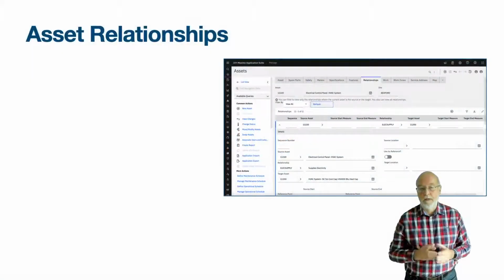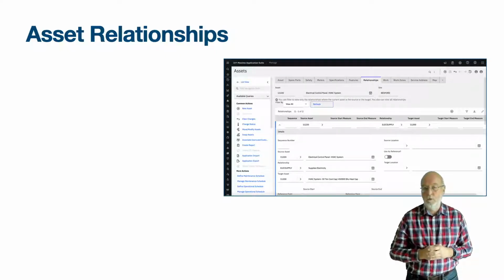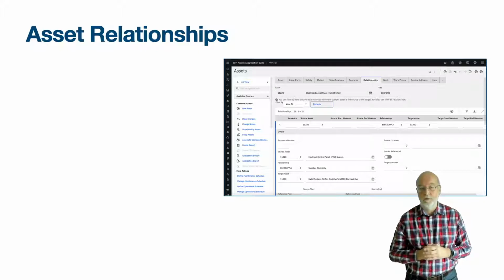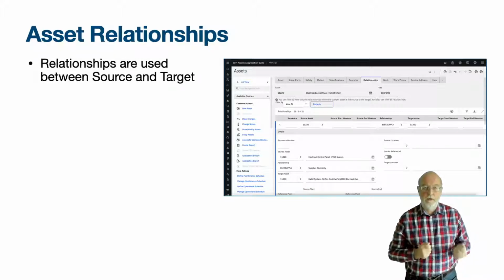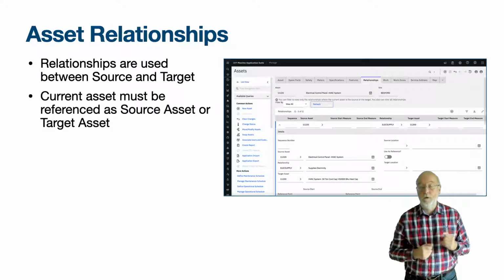We are in the Assets application and the Relationships tab. For Asset 11220, an electric control panel for the HVAC system, we have created a relationship using a new relationship called ELECTSUPPLY, supplies electricity. The source asset is the current asset 11220 and the target asset is 11200, the HVAC system. A relationship is used between a source and a target. The source or target may be either an asset or a location, but the current asset must be referenced as either a source asset or a target asset.